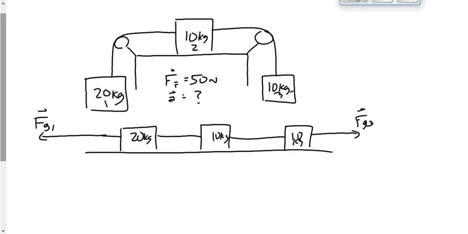Which way does friction act? We're told that we have a force of friction of 50 newtons, but we're not told which way it's acting. Left or right? Well, which way is the system going to move? Yep, it's going to move to the left. Because the 20 kilogram object is heavier than the 10 kilogram object, it's going to move to the left. Therefore, friction is going to act to the right.